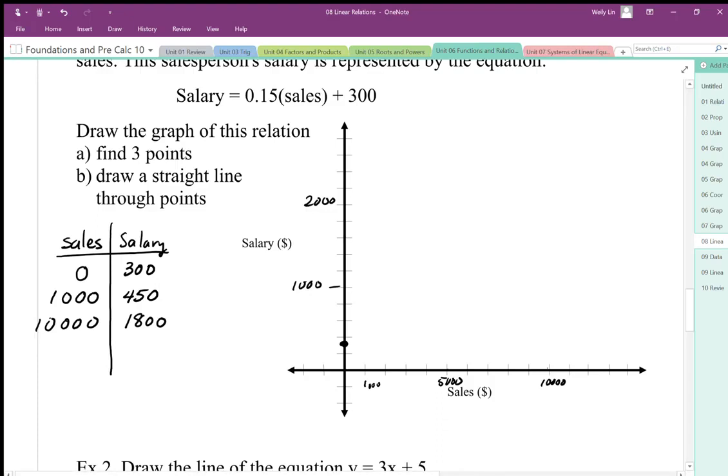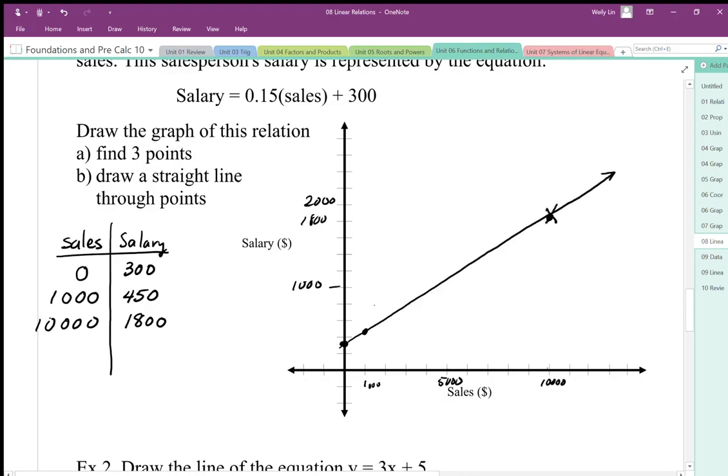So I have my 0 point here. At $1,000 of sales, I earn $450. Okay, so there's 400, 500 is right about there, so about $450 is just right about there. My 10,000 is going to earn me 1,800, so maybe right about here. It's kind of hard to see. And I know this should be linear, so I just make sure that my points kind of line up. Yeah, they line up, means I've probably graphed it correctly. And then what I really want is this straight line relationship. There it is. That's what I'm looking for.